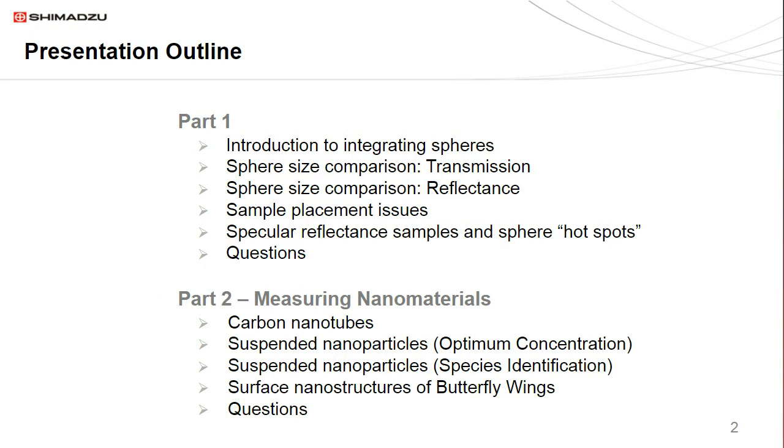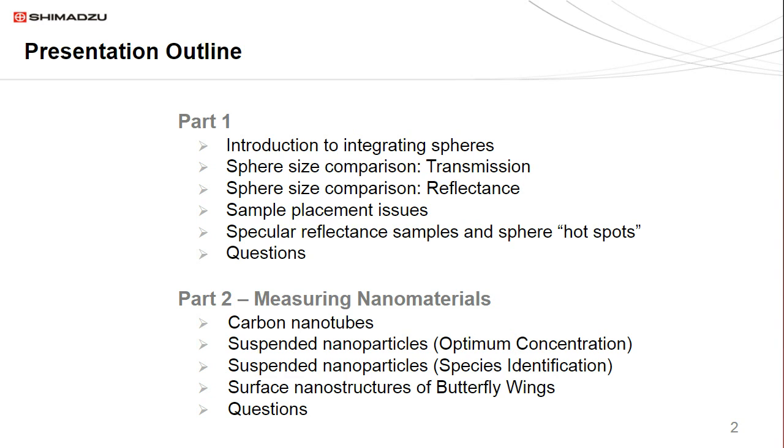Part 1 will look at a brief introduction to integrating spheres. We'll look at how sphere diameter can affect both transmittance and reflectance measurements. We'll look at some sample placement issues and how to measure specular samples in an integrating sphere.